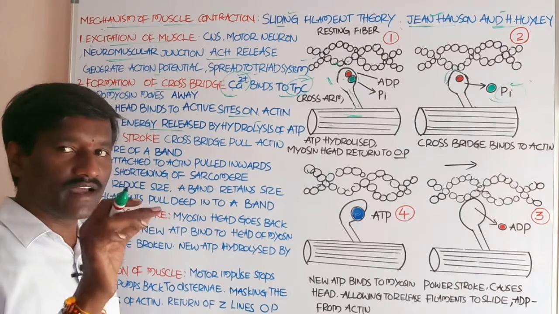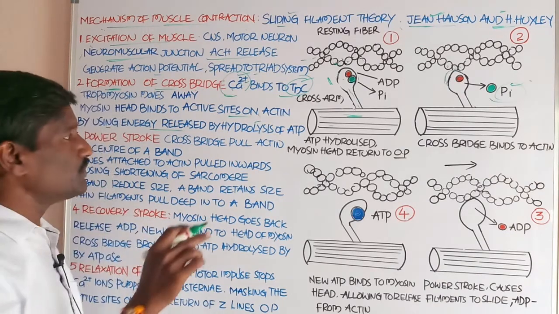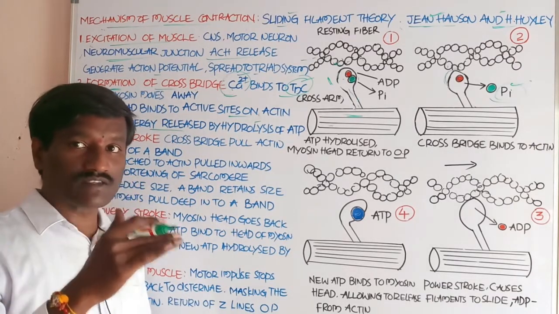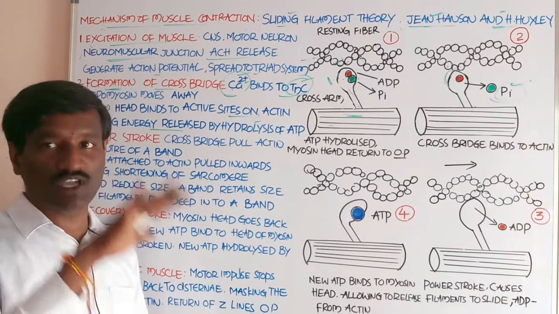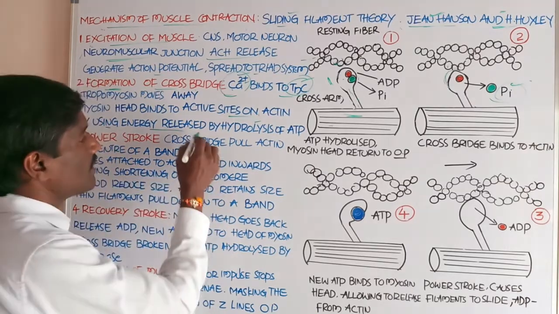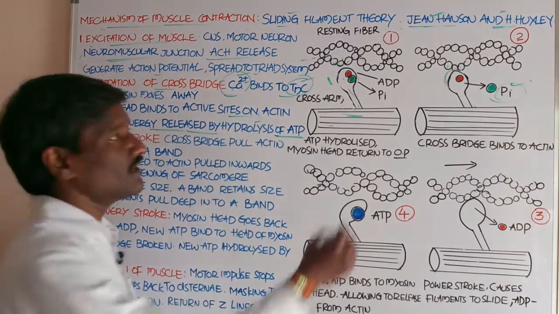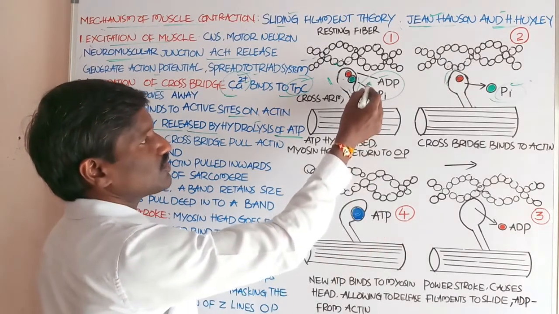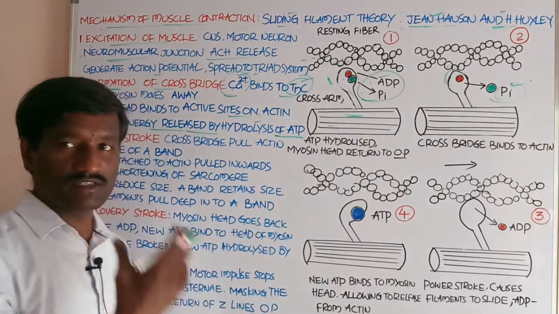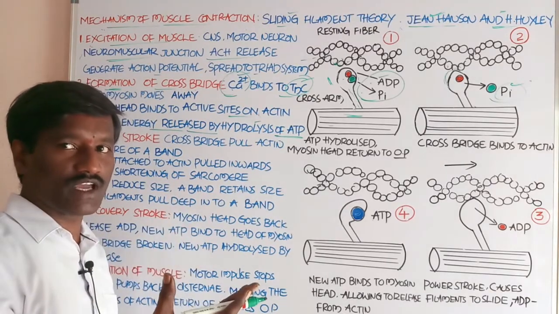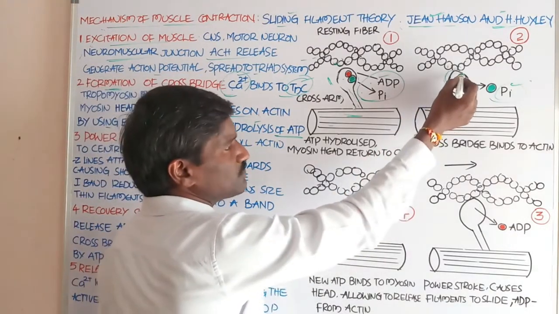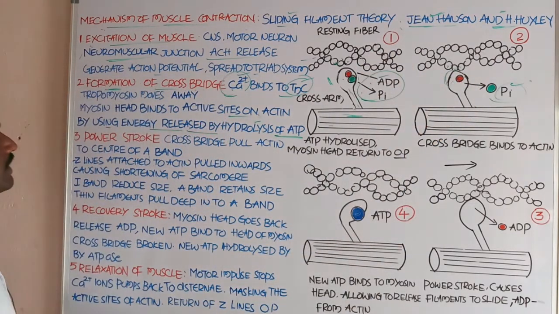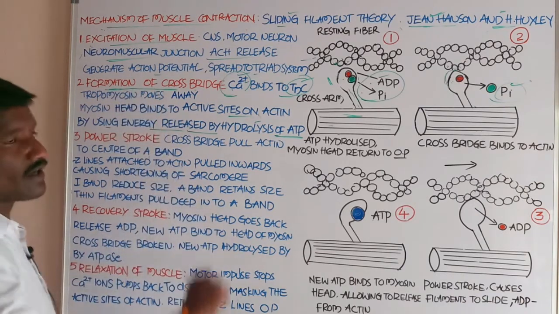The entire process occurs by the utilization of energy, released by the hydrolysis of the ATP molecule. Okay student, the ATP molecule is hydrolyzed and releases energy. By the utilization of the energy, the myosin head binds with the active site of the actin. Okay student, this is about the formation of the cross bridge.